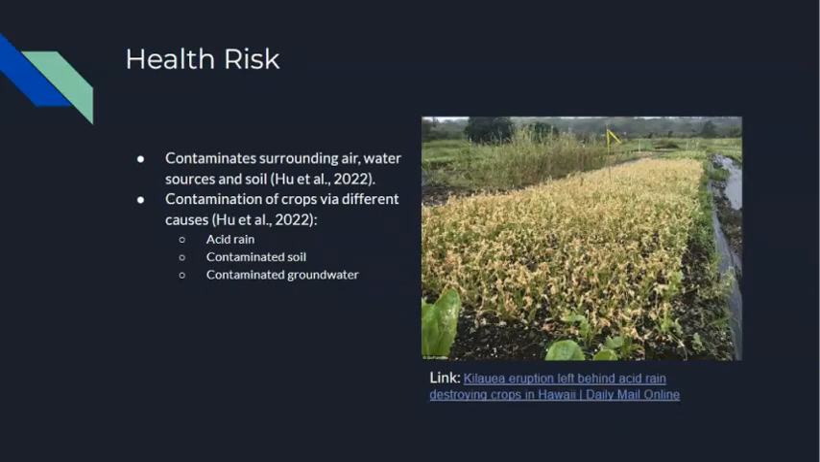Then there are health risks. So geothermal power plants have the potential to contaminate surrounding air, water sources, and soil, as mentioned before. They can contaminate crops through acid rain, or contaminate soil through the increase of acidity, or contaminate groundwater through possible leakage of arsenic from the power plants themselves, as all previously mentioned before.